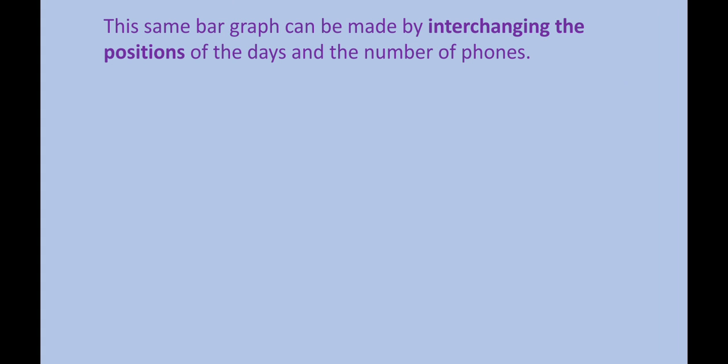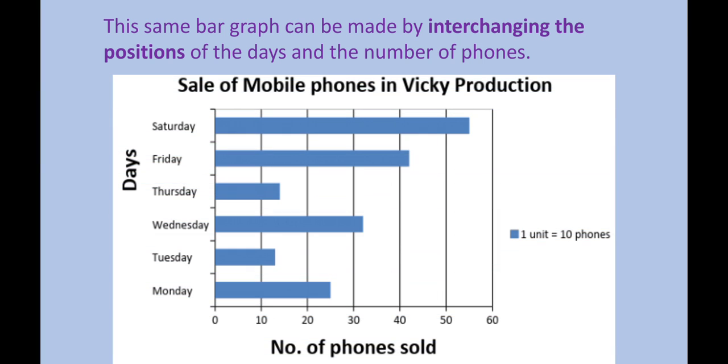We can change the x-axis and y-axis. Okay, in the x-axis we have taken days, and in the y-axis we have taken number of phones sold. We can interchange the data also. Here we have taken in the x-axis the number of phones sold, and in the y-axis the names of the days. So the first graph, sorry, we have drawn the vertical bar graph, and this is known as a horizontal bar graph.